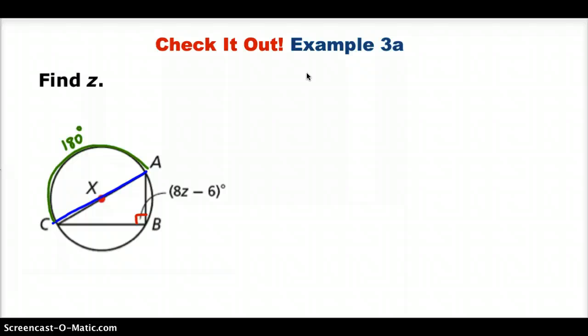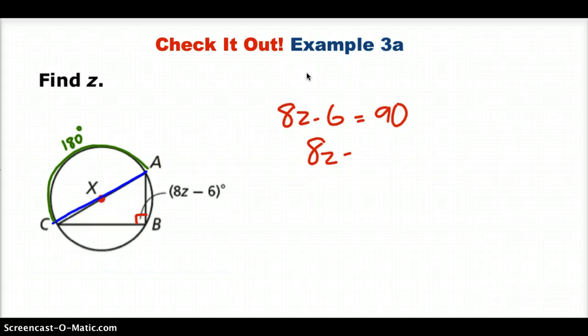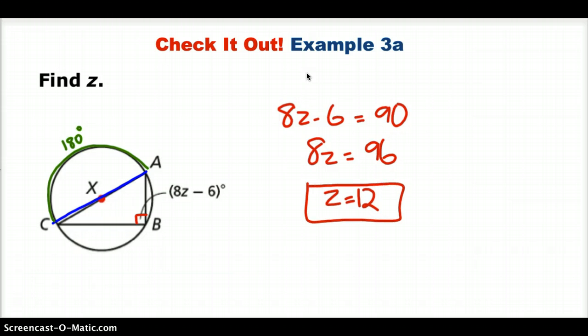Okay, and so now all I have to do is just say that 8z minus 6 is going to be equal to 90 degrees. Okay, and I'll just do the algebra and solve this, right? I'll get 8z is going to be equal to, again, 90 plus 6 is just going to be 96, and I'll find out that my value for z is 12. Okay, moving on to one more example problem.